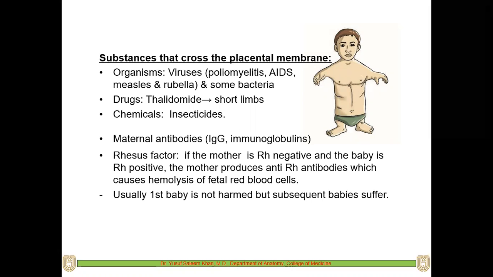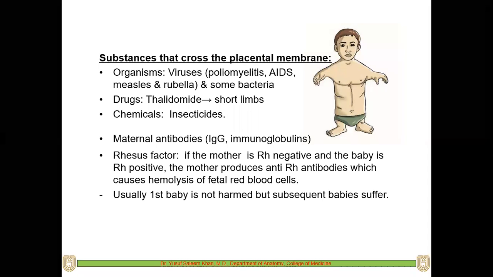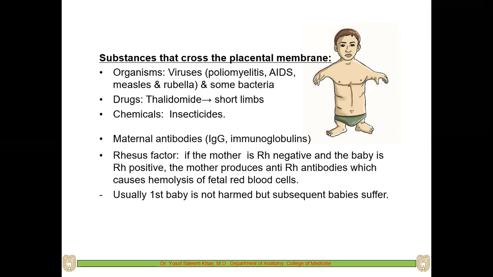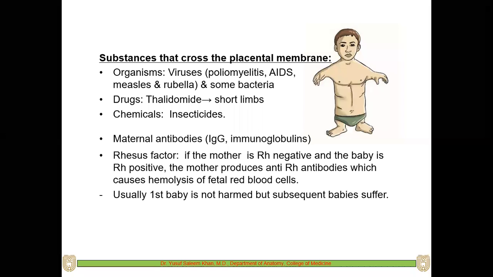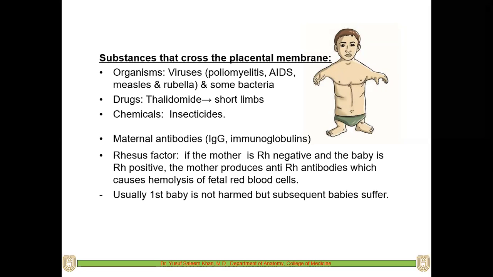Now, because the mother is Rh negative and the blood is Rh positive, there is production of antibodies against the Rh. That is called anti-Rh antibodies. The first baby has already been delivered, so usually it is not affected. But if the future babies are Rh positive and the mother is already Rh negative, then it can affect the children, the fetuses which are developing.